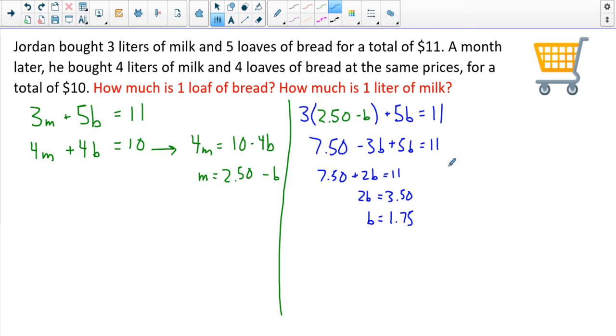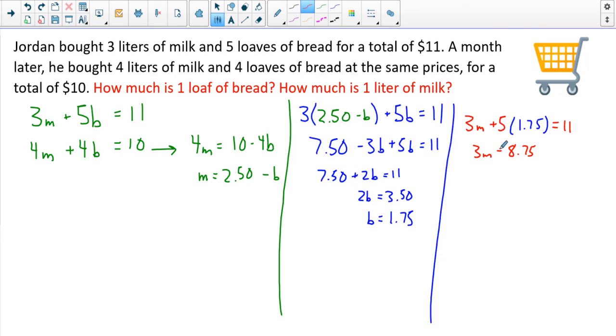The next thing that I need is the price of milk. So I'm going to take the other equation and plug this one in, and that'll give us our other price. So 3M plus 5 bread. Bread was $1.75. And this would come out to $11. So we're just going to solve this equation. Let's first do 5 times $1.75. That's going to give you $8.75. And just bring down the rest. 3M equals 11. We're just bringing down everything that we didn't change.